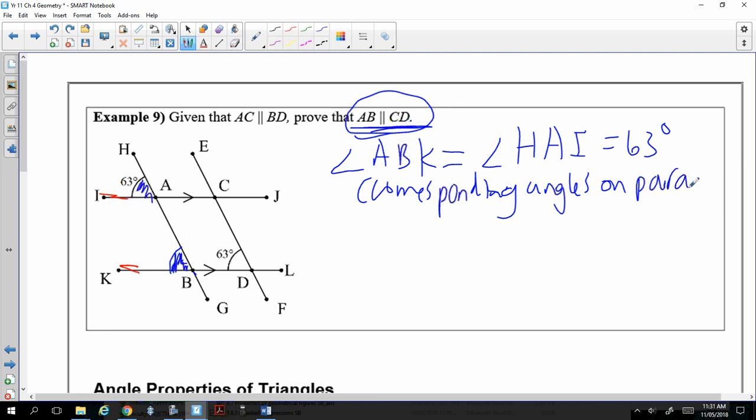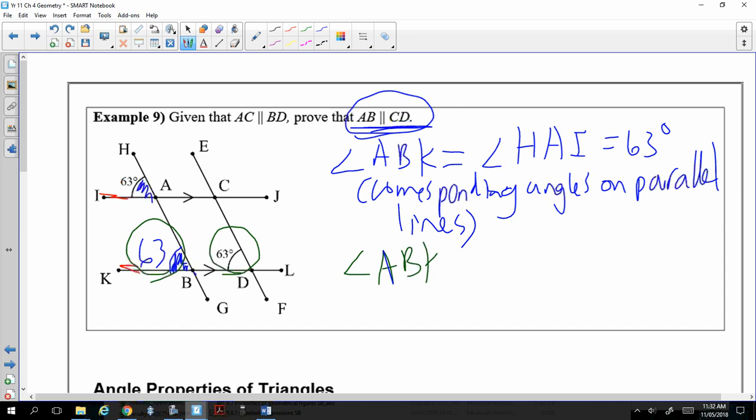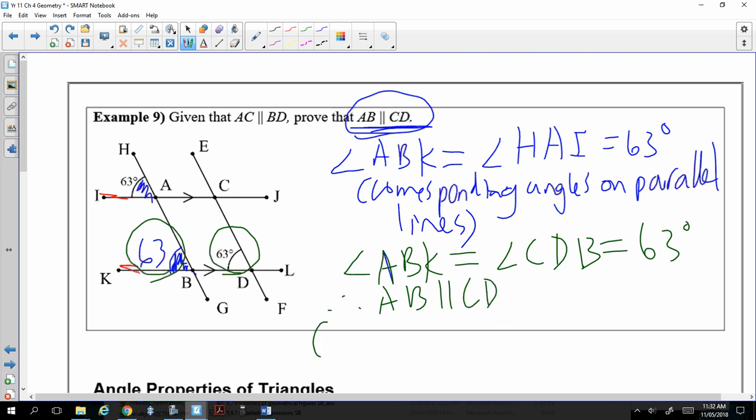Okay. How about the next bit? Now would that help us to prove AB parallel to CD? Yep, which one are we going to look at now? These two, right? What do we call these two pairs? Corresponding angles, isn't it? So you say angle ABK equals angle CDB. They are both equal to 63. And then you can conclude, therefore, AB is parallel to CD. You give a reason: corresponding angles are equal. They are parallel because the corresponding angles are equal.